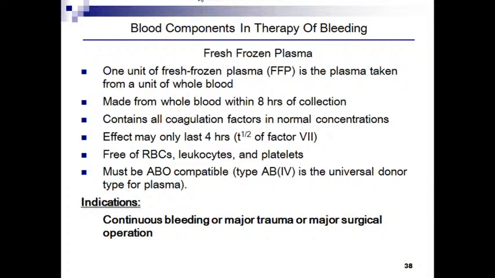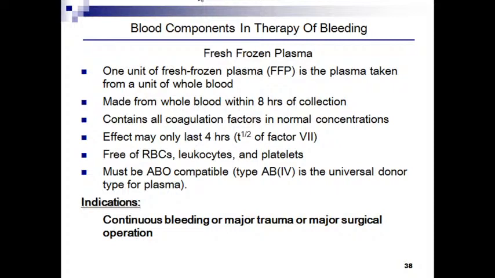Next blood component, fresh frozen plasma. 1 unit of fresh frozen plasma is the plasma taken from a unit of whole blood. The whole blood is deprived of blood cells, and you will have native plasma. After freezing a portion of the native plasma, you get fresh frozen plasma, made from the whole blood within 8 hours of collection. It contains all coagulation factors in normal concentrations, but effects may only last 4 hours. It depends on the half-life of the 8th factor.